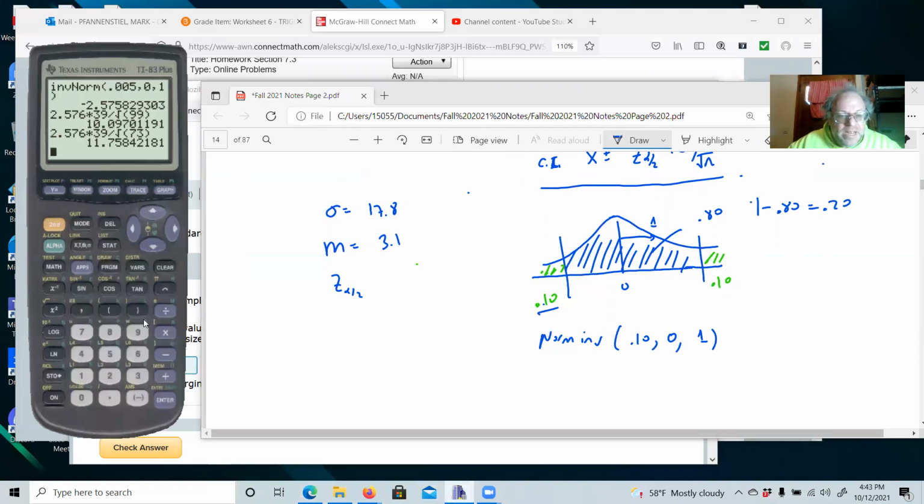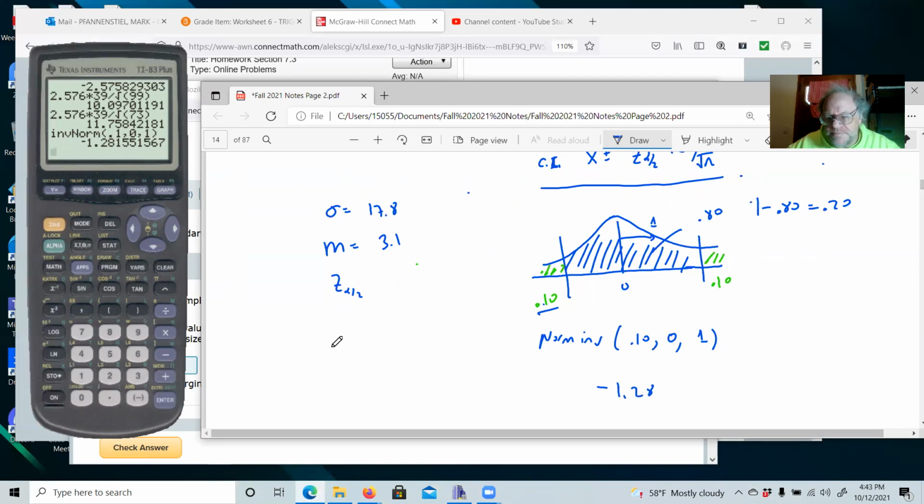So we're going to go ahead here. We need inverse, second function, distribution. We need an inverse norm. We want to put in 0.1 because that's my probability, then 0, 1. Enter. We get negative 1.28.